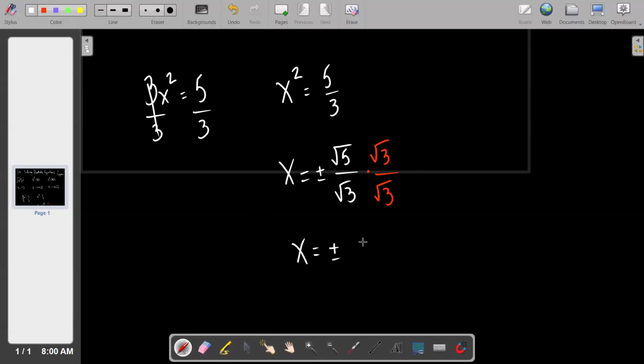Positive, negative, √15 over 3, done. And again, that's what's nice about having given up those couple of days: we don't have to sit here and wonder, how did you do that? Because you've been working. And that's just a rationalized denominator, and the answer is now acceptable.